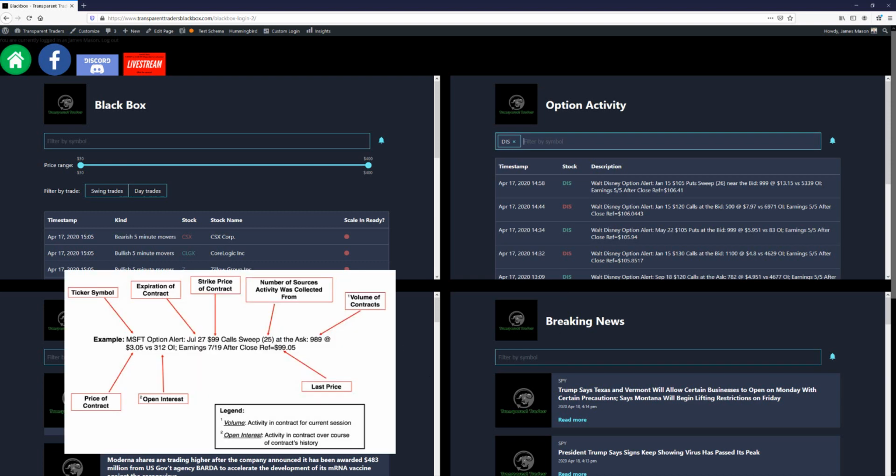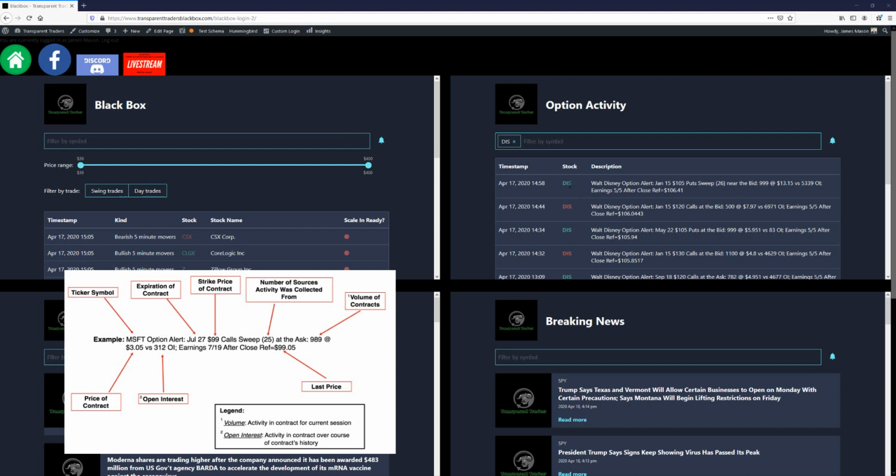And as you can see over here, I'll have this little cheat sheet for you that you can have a visual of as I explain this. So let's say we saw Disney come through here. This is the date that this order took place at, and that's the time. I'm in Central Standard Time, so that's my time right there. The stock, DIS for Disney. And then here's a description on that contract.